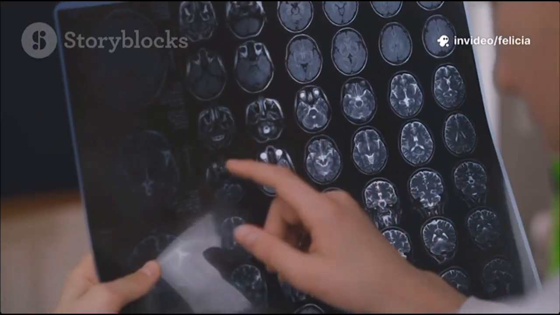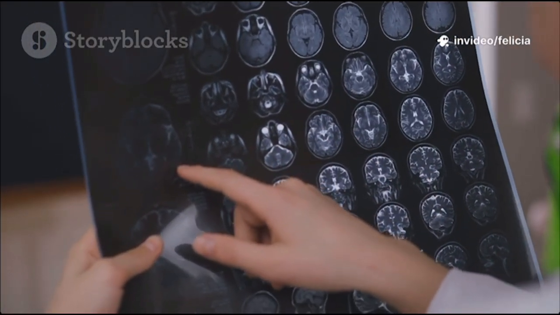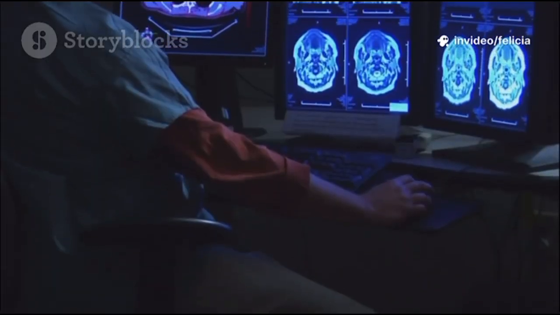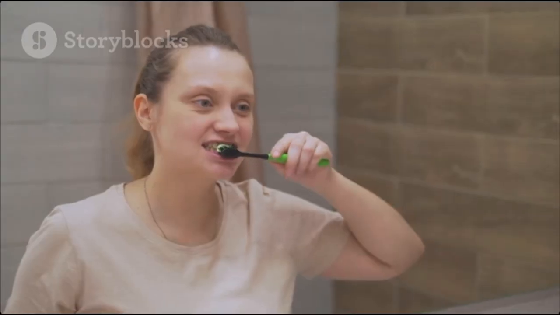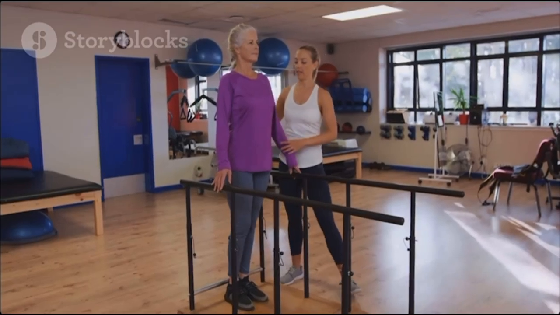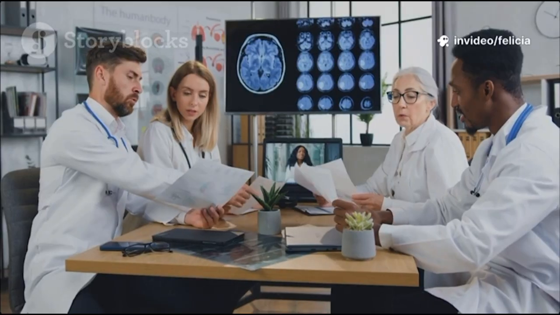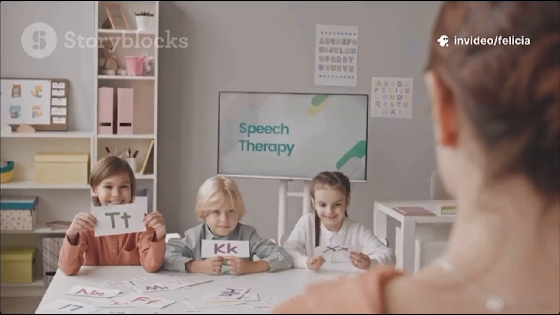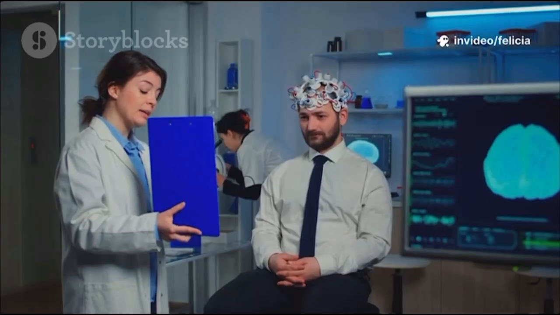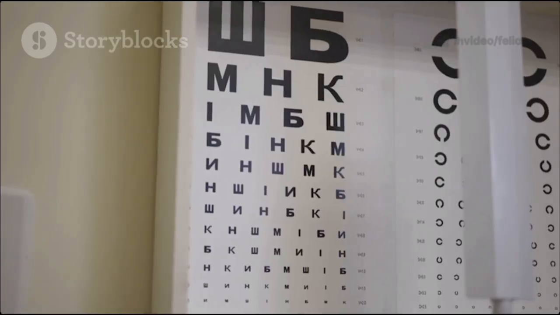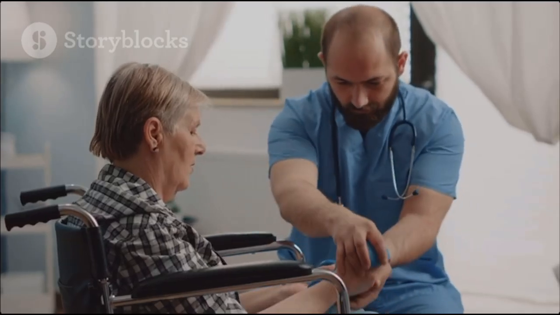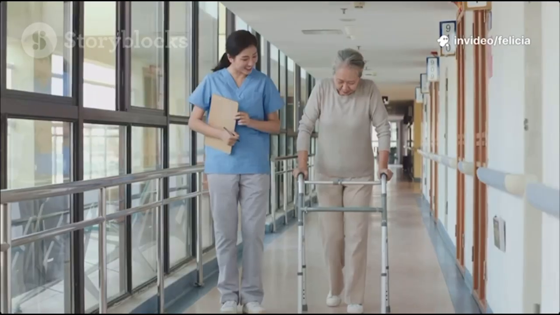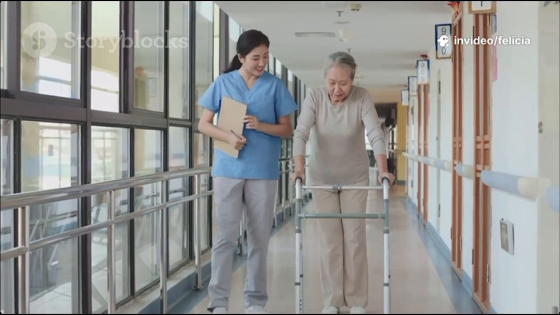The FIM looks at 18 different tasks that are essential for daily living. These tasks are divided into two main categories: motor and cognitive. The motor section includes 13 items like eating, grooming, bathing, dressing, walking. The cognitive section includes 5 items such as comprehension, expression, social interaction, problem-solving, memory. Each of these 18 items is scored on a scale from 1 to 7. A score of 1 means the person needs total assistance, while a score of 7 means they are completely independent.